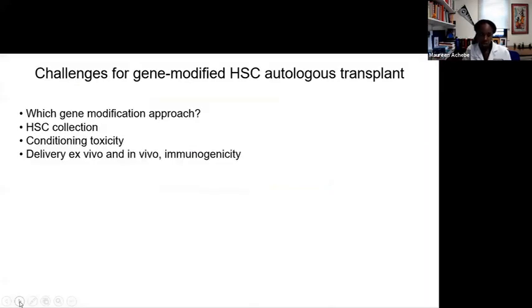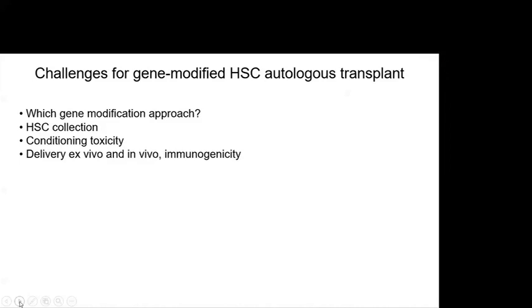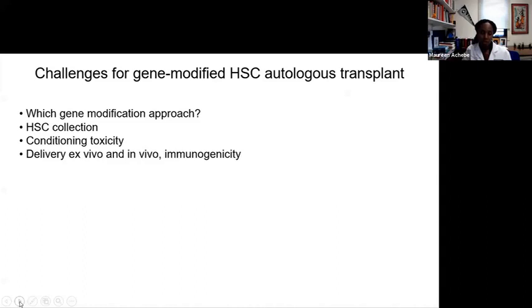But as we look at gene therapy, we are aware that there are challenges that we need to try to make our way through. There are many potential gene modification approaches. We have to figure out which is best for patients. We have to continue to fine-tune our bone marrow stem cell collection. The conditioning toxicity is of concern because we're giving patients chemotherapy and we don't know what the long-term side effects will be. So far, we are delivering modified cells ex vivo, and the goal would be to be able to modify them in vivo so that the cells never leave the patient.